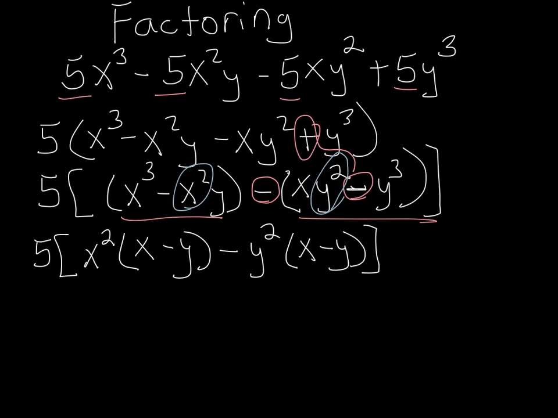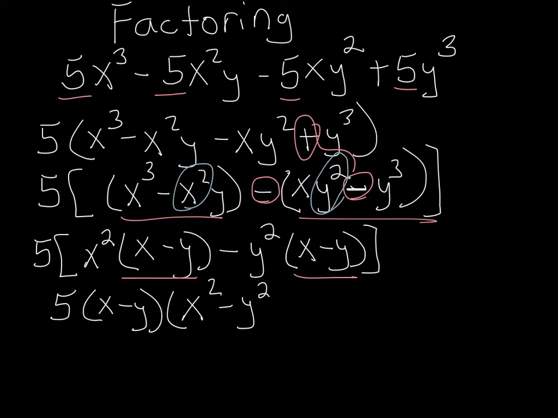Now, if you think about pulling out the greatest common factor again, you can see that on the inside, each of these 2 terms now has an x minus y. So I'm going to pull that out and then multiply by what's left. So we have 5 times x minus y times x squared minus y squared. When you get to this point, hopefully you will recognize that right here you have a difference of squares.